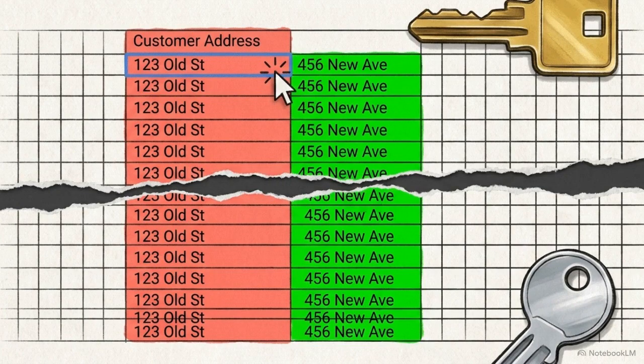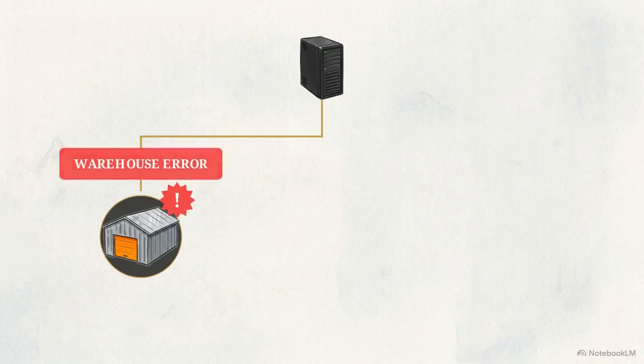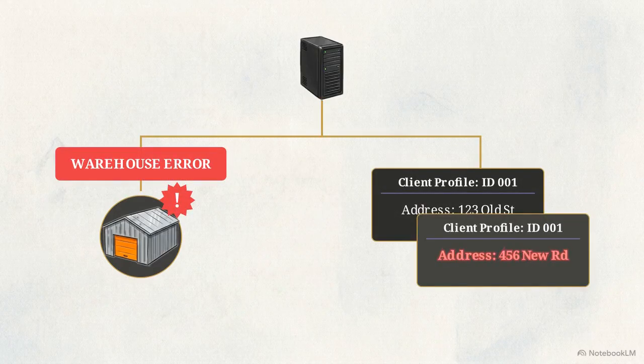If a system crashes halfway through that batch update, the data fractures. Half the orders ship to the old address, half to the new one. Inventory gets routed to the wrong warehouses, and financial audits suddenly show two conflicting profiles for the exact same client.